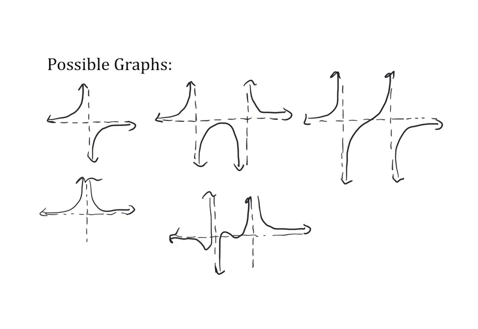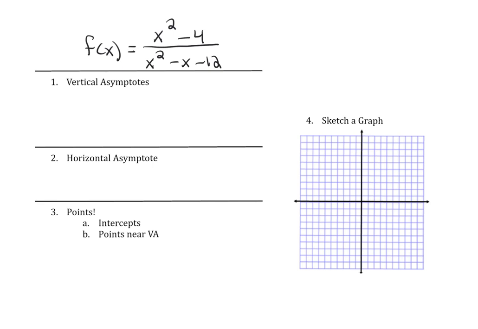Rational functions can look pretty crazy. There's lots of different variations. But we're just going to, again, focus on these basic ones for today. So here is our first example, x squared minus 4 over x squared minus x minus 12. And our goal is to graph this without using a graphing calculator.